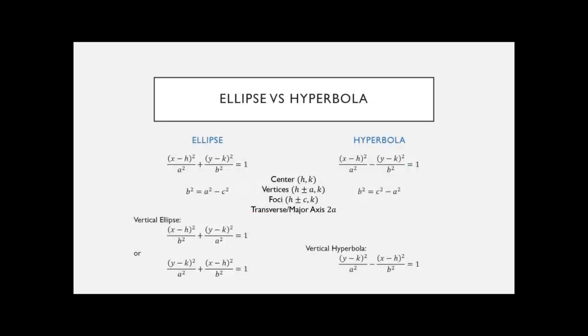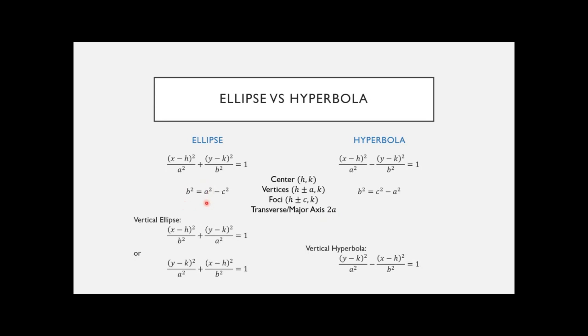So I've been comparing the ellipse to a hyperbola because they are very similar. You can see that the difference in their equations is just this plus here versus a minus in the hyperbola, but the equations are almost identical. They've got the same center equation, vertices, and foci. The major axis versus transverse axis means the same thing. It's equal to 2a.